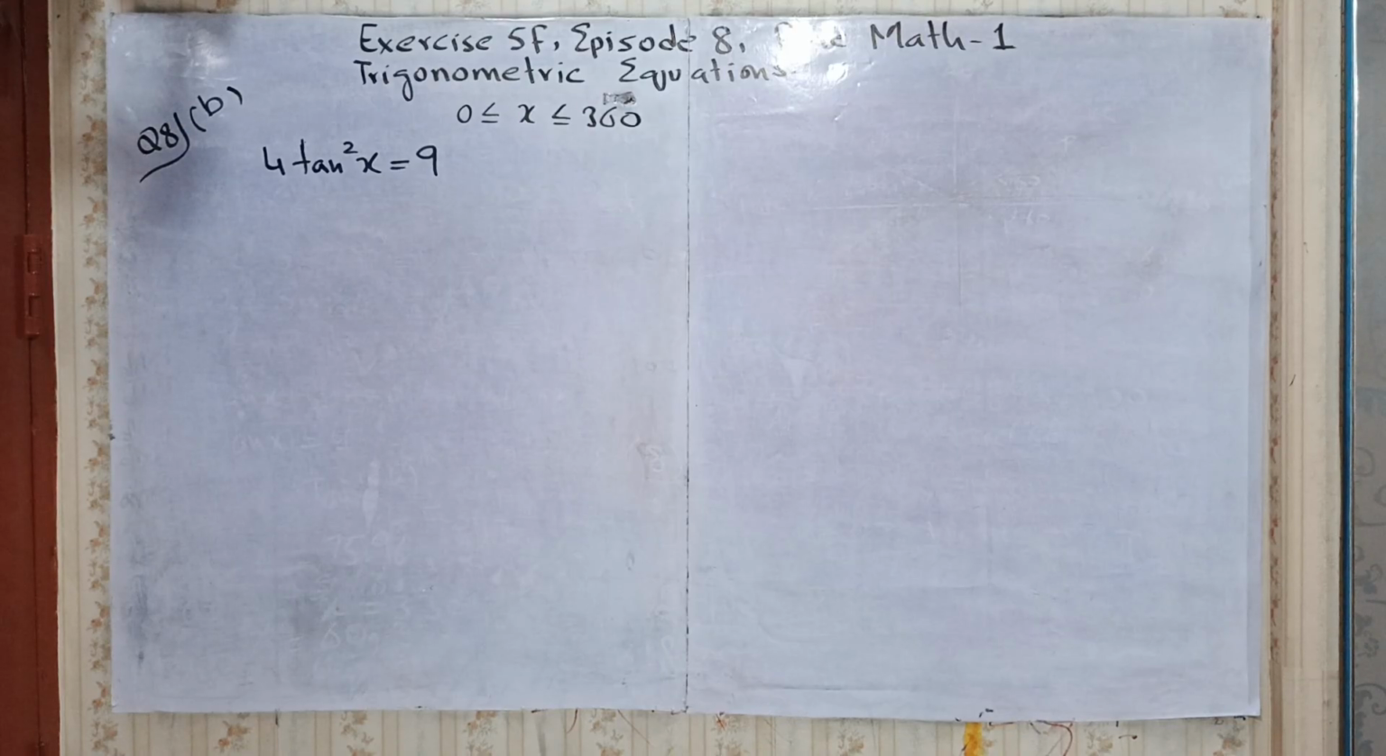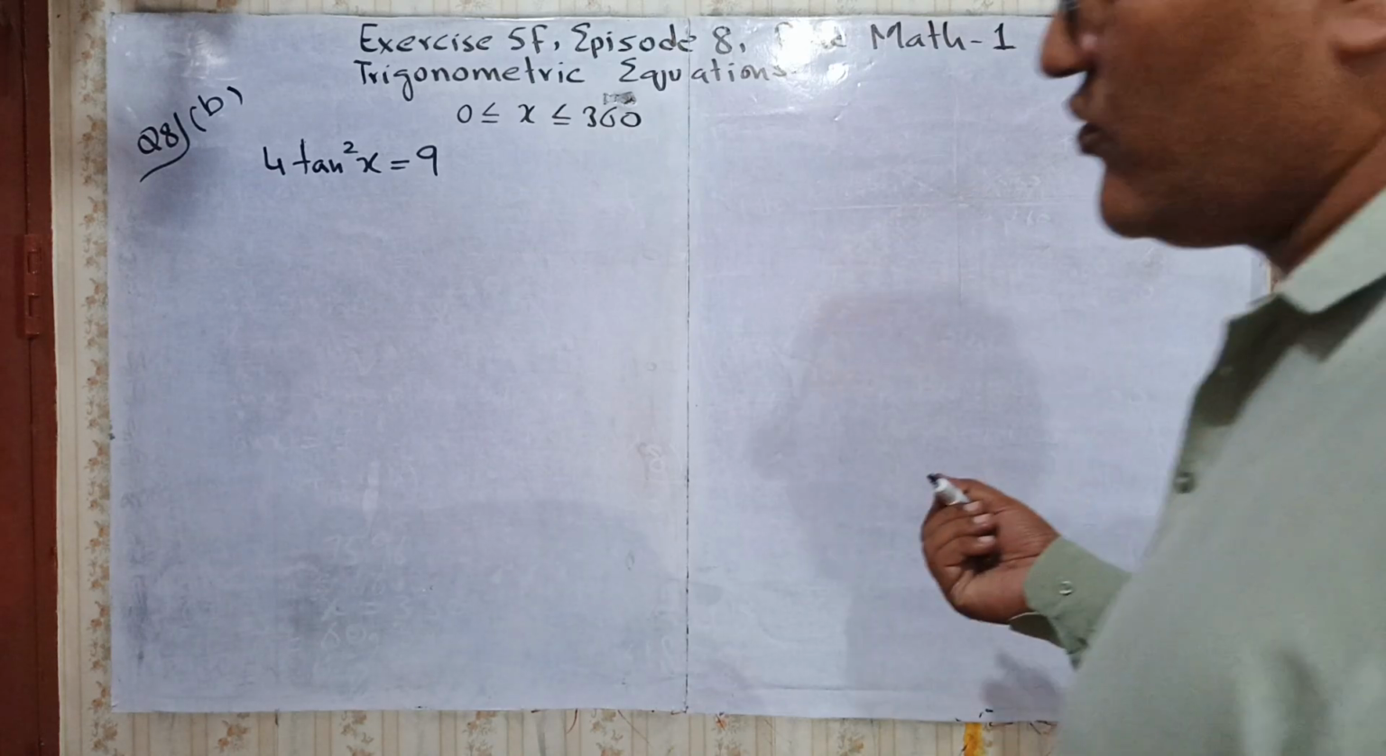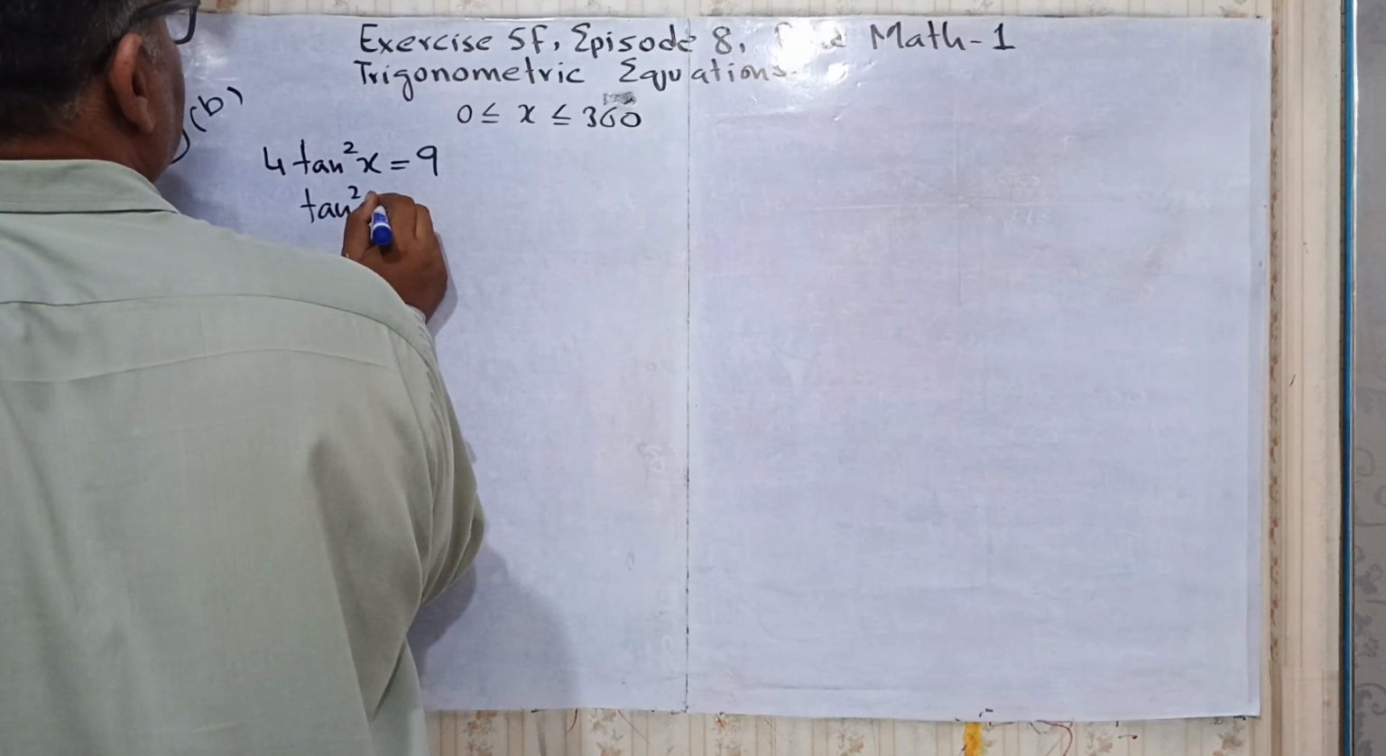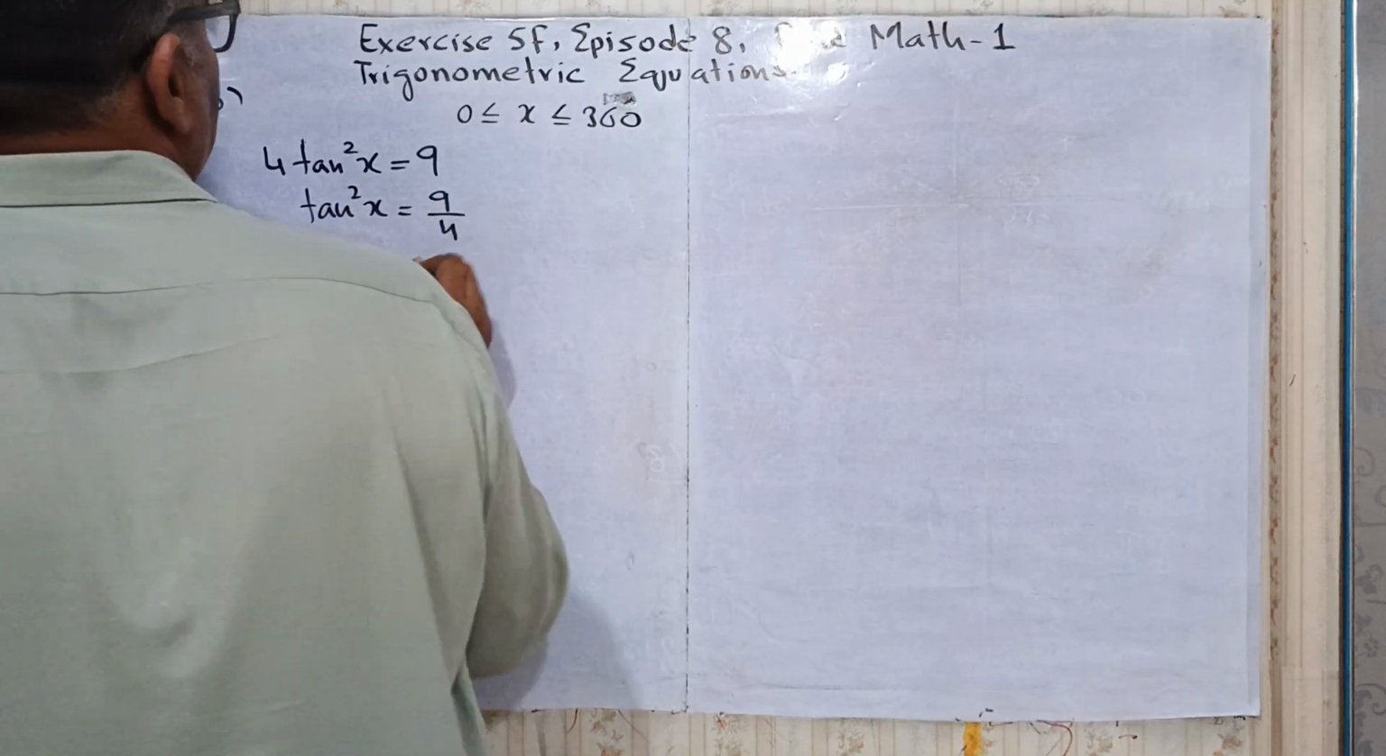So my dear students, now from exercise 5F, question number 8, part B is showing up on your screen: 4 tan square x equals 9. We have to find the value of x, and its range is from 0 to 360. So let's bring this 4 to this side. Tan square x is equal to 9 by 4.